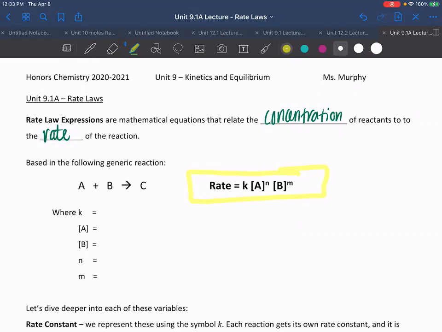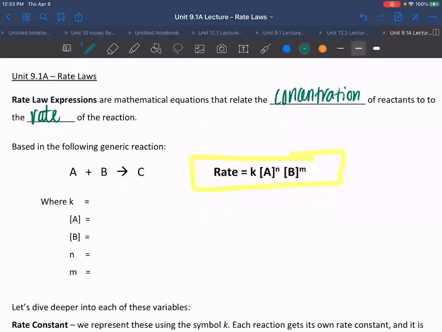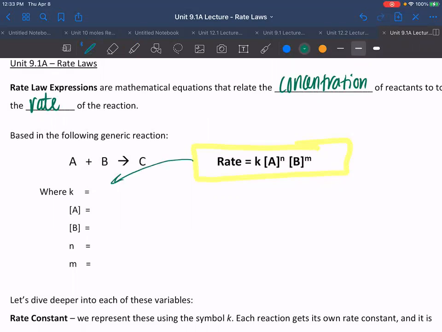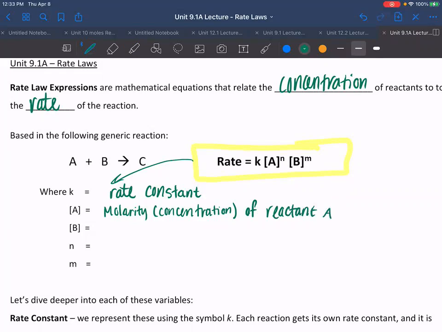And this is based off of an equation A plus B goes to C. Now, defining these variables, you may not know every single word I say, but we're going to dive into each of the variables. But in this rate law, K is what we call the rate constant. When you see A with brackets around it, that represents what's called the molarity, which is a fancy term for the way that we talk about concentration. So how much is in solution of reactant A? If you see brackets B, same idea, the molarity or concentration, I'm just going to abbreviate that as CONC for now, of reactant B.